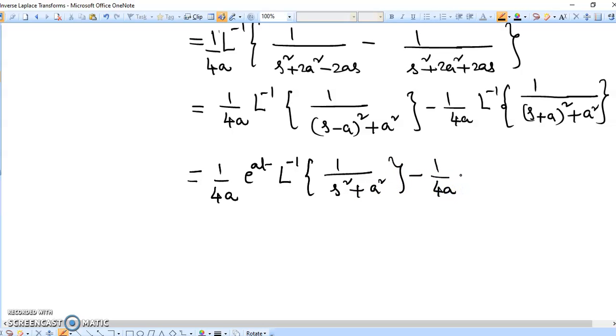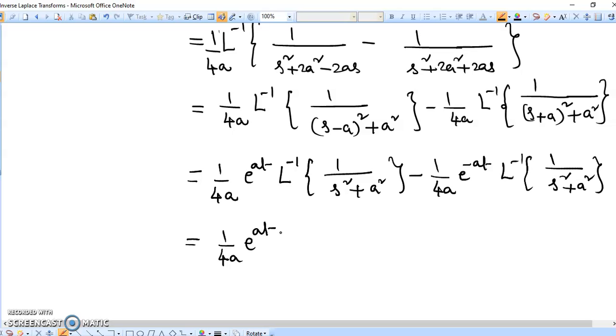Now what about the next term here? Wherever s is there, s plus a is available for us. So L inverse of f bar of s plus a is what? e power minus at. So e power minus at, L inverse of 1 by s plus a is replaced with s only, s square plus a square. Okay, now I have 1 by 4a, right? e power at, 1 by 4a e power at. L inverse of 1 by s square plus a square is present in both the terms, which is 1 by a into sin at. So e power at minus e power minus at.